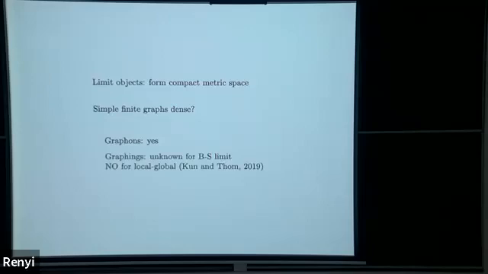For graphings, if you look at the Benjamini-Schramm limit, so this local uncolored limit, then this is unknown. And for a very strong group theory reason, so there are strong connections there to group theory, it's been an open question for a long time. However, if you look at graphings in the local-global convergence, then it's been answered to the negative by Kun and Thom in 2019 that it is not the case that simple finite graphs are dense. So graphings are a relatively nice space of objects, but they are not the true limit space of finite simple graphs under the local-global limit. And it is not really known what the true closure of finite simple graphs is.